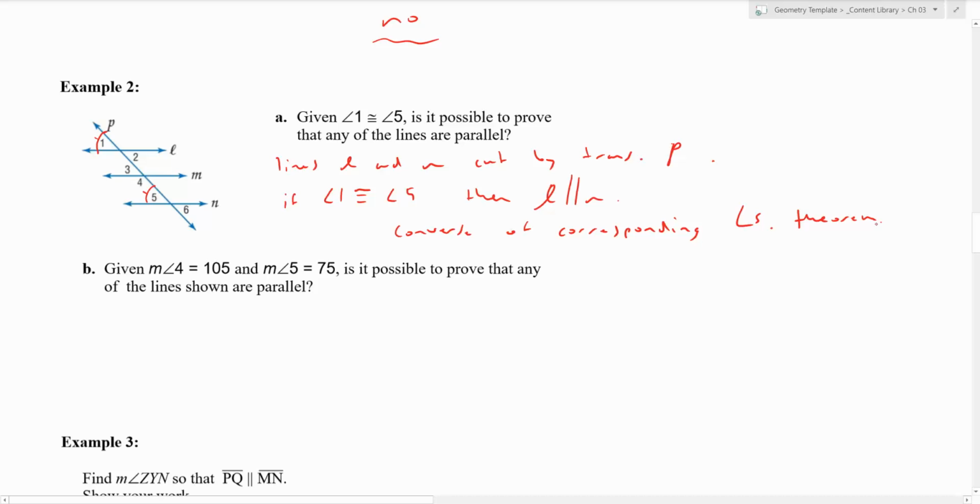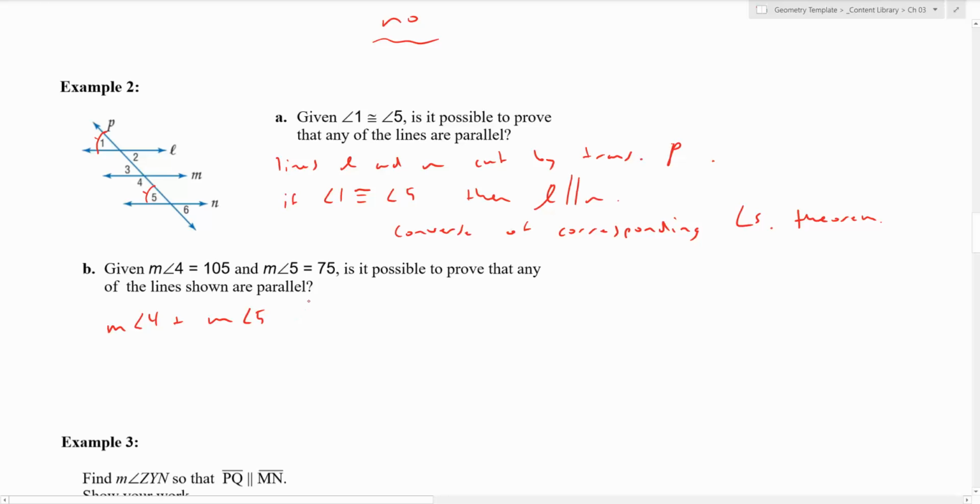Okay. Given the measure of angle 4 equals 105 and the measure of angle 5 equals 75, so here's 4 and here's 5. Is it possible to prove that any of the lines shown are parallel? What do you guys think? So angle 4 and angle 5. First of all, what's the sum of those? Measure of angle 4 plus the measure of angle 5.